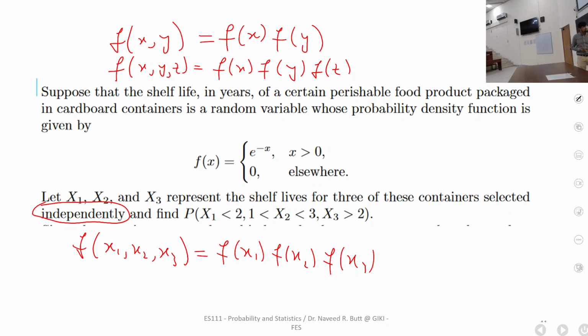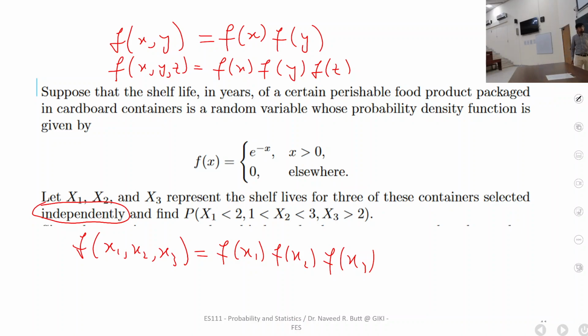Now what's the density function for the shelf life of the first container? The same is given for all three, and the function is the same. So basically you will have this function here multiplied by the same function here and the same function here, but with 3 different random variables. This will be with x1, for the other one you put x2. The shape of the function is the same, but the random variable is different: x1, x2, x3. So you put that here.